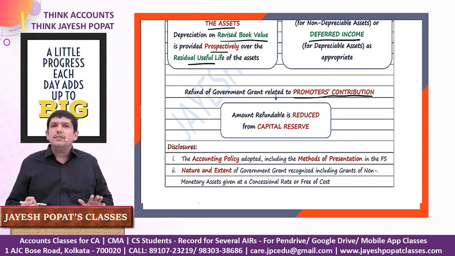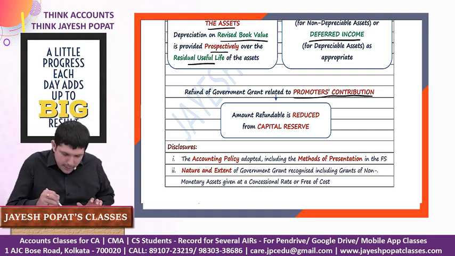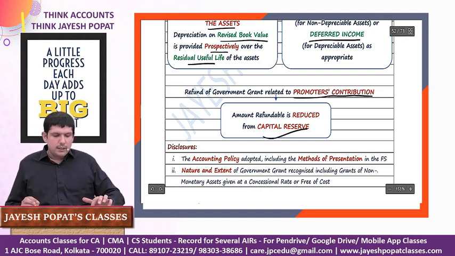Then, refund of government grant in relation to promoters' contribution. When the grant was received, it was taken to capital reserve. When the grant is refunded, it will be debited to the capital reserve. You have to reduce the capital reserve account.